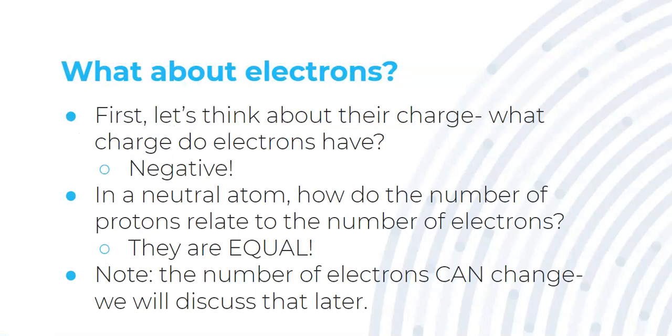Now let's talk about electrons. First, we have to think about their charge. What charge do electrons have? Well, they're negative. So in a neutral atom, how does the number of protons relate to the number of electrons? They're going to be equal. Now we have 3 things that are equal in a neutral atom: protons, electrons, and atomic number. The number of electrons can change. We're going to discuss that later. That's something called an ion, and you might have learned about that in 8th grade as well. But in this topic, we're just going to talk about neutral atoms.